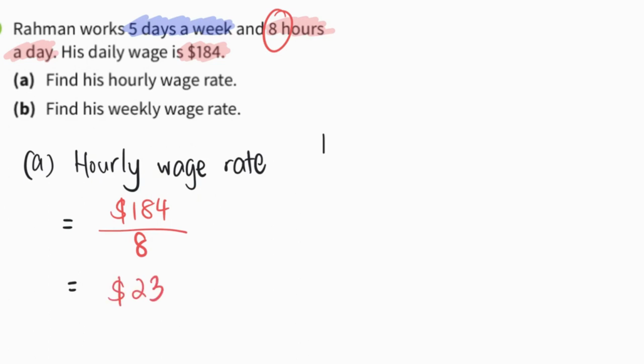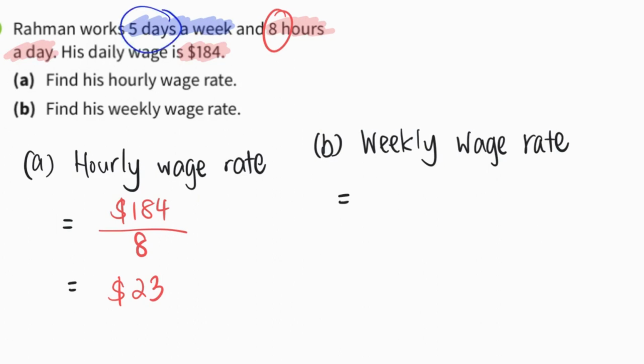And for part B, what would then be his weekly wage? Meaning every week, how much does he earn? He works 5 days a week, so I'm going to just take 184 for 1 day multiplied by 5 days because he works 5 days, to give me the final wage, which would be $920.